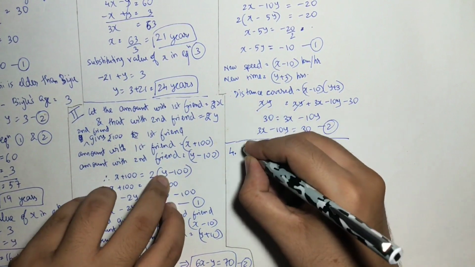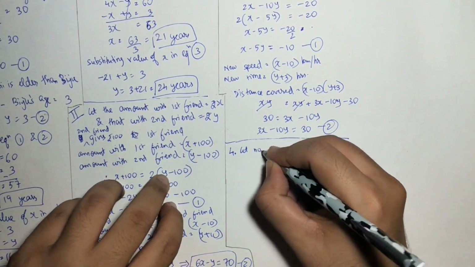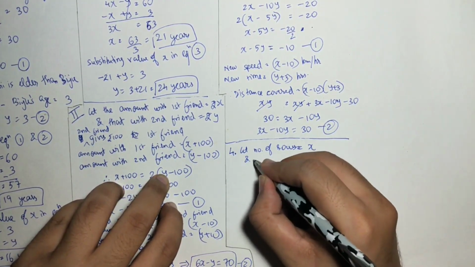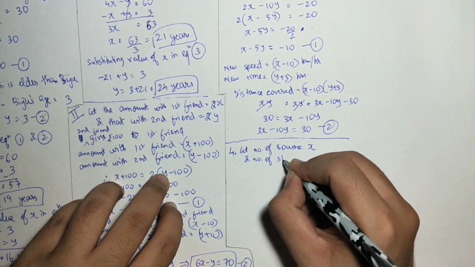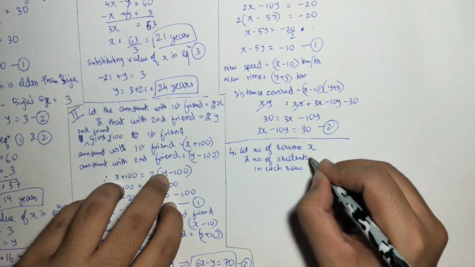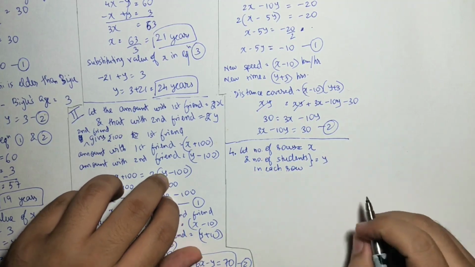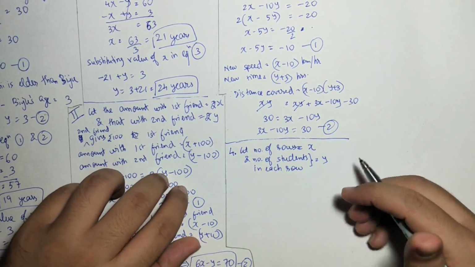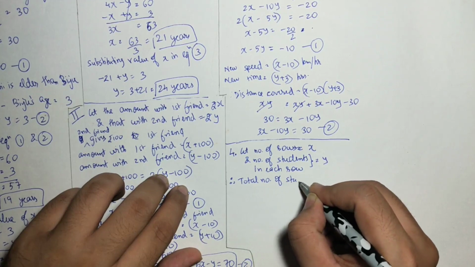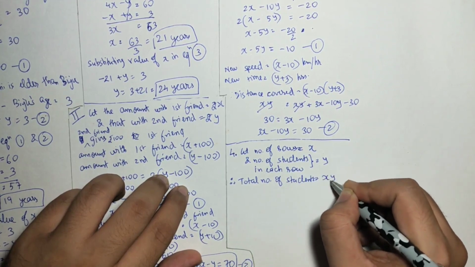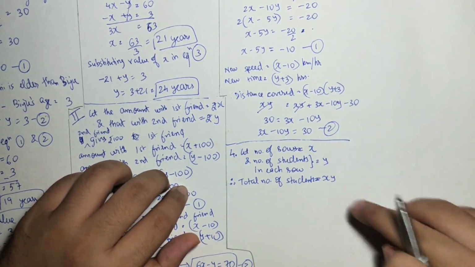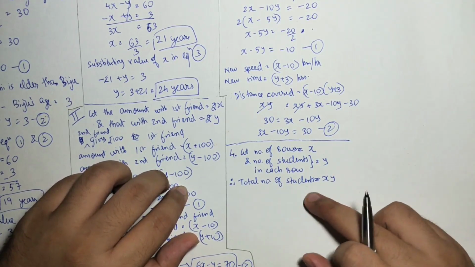Let the number of rows equal x and the number of students in each row equal y. Therefore, the total number of students will be xy. This is the same as the distance sum, where the product is required. So the total number of students will be xy.